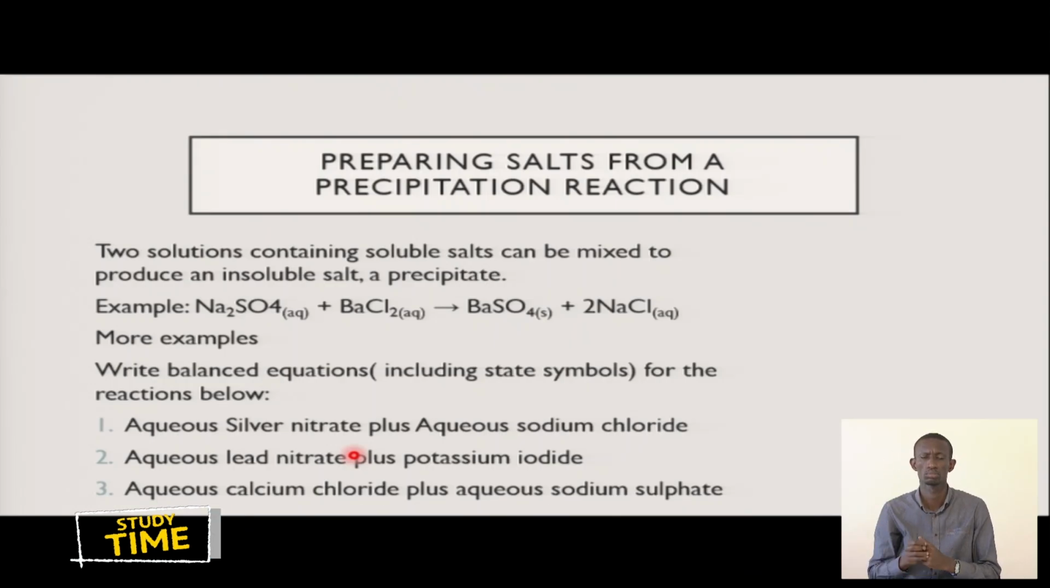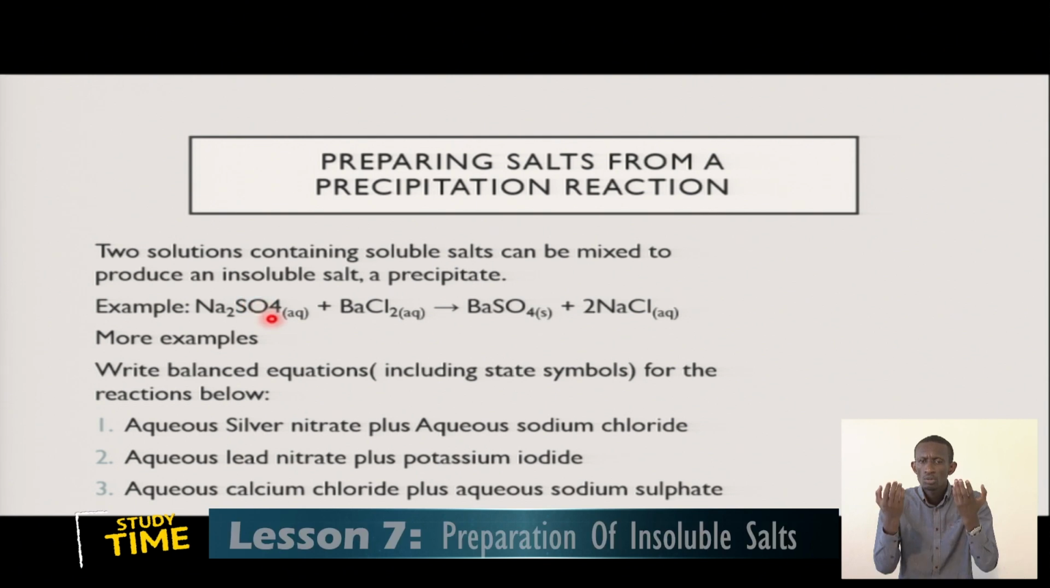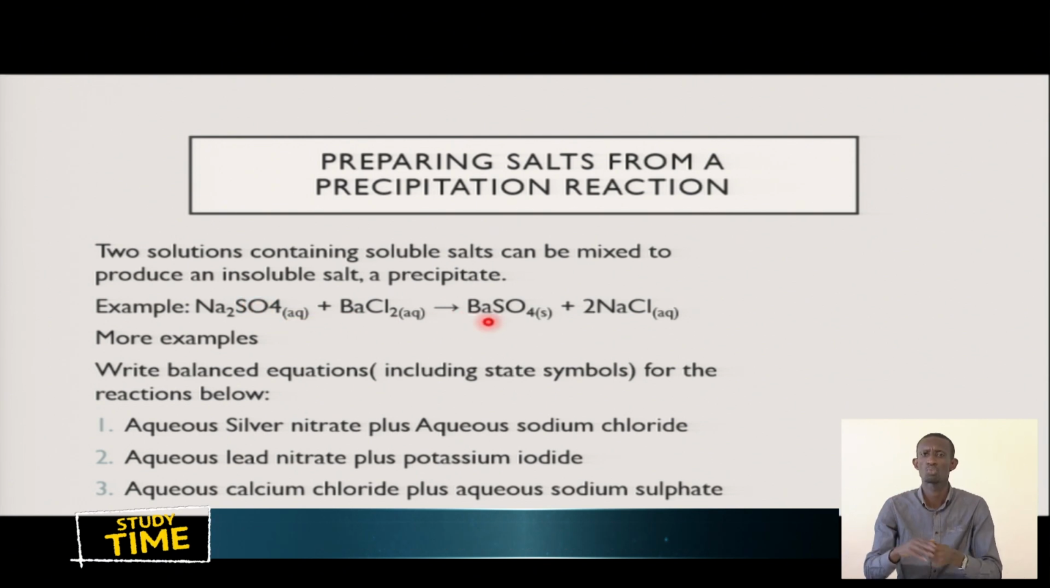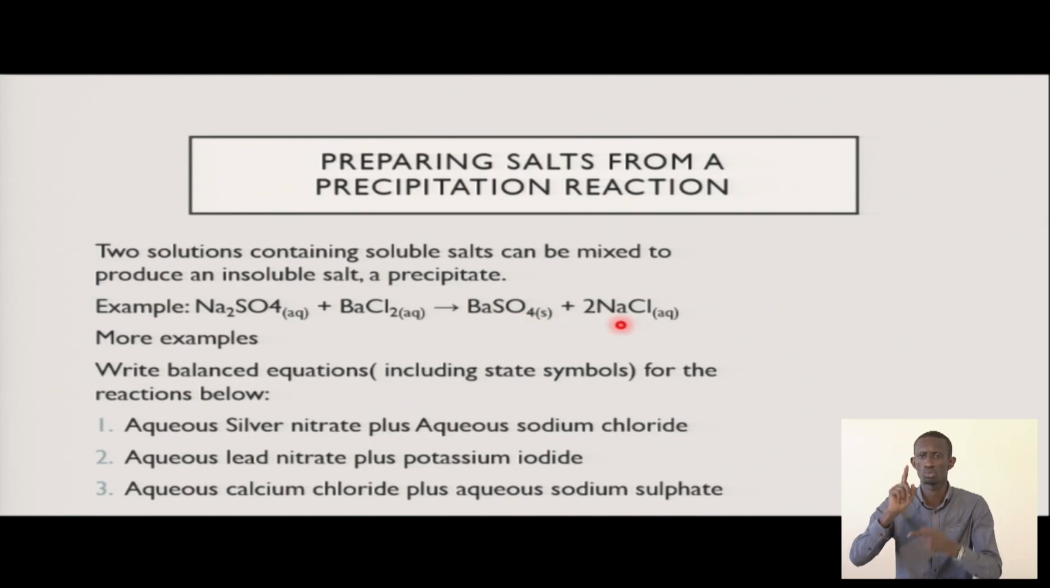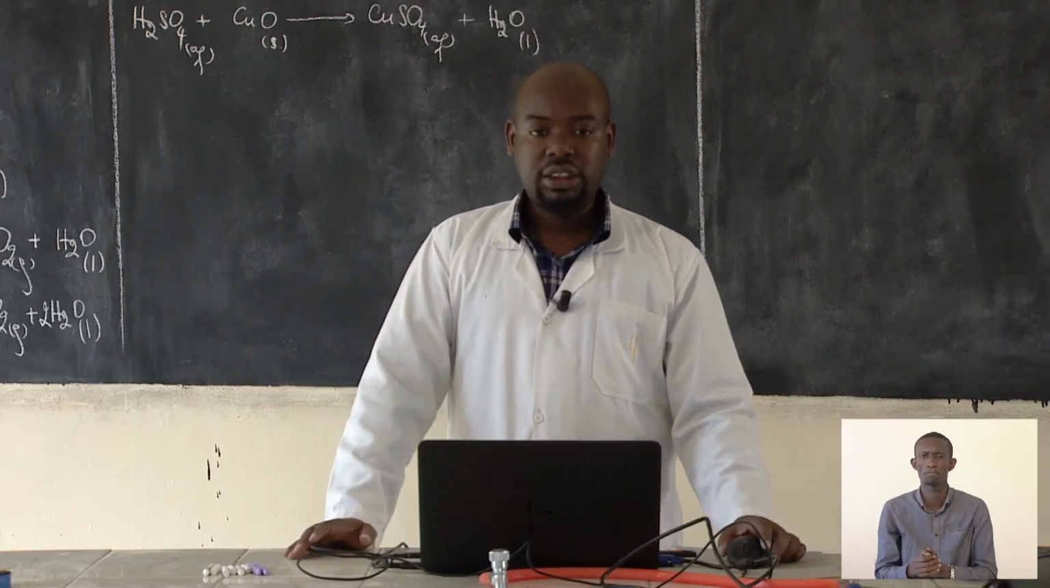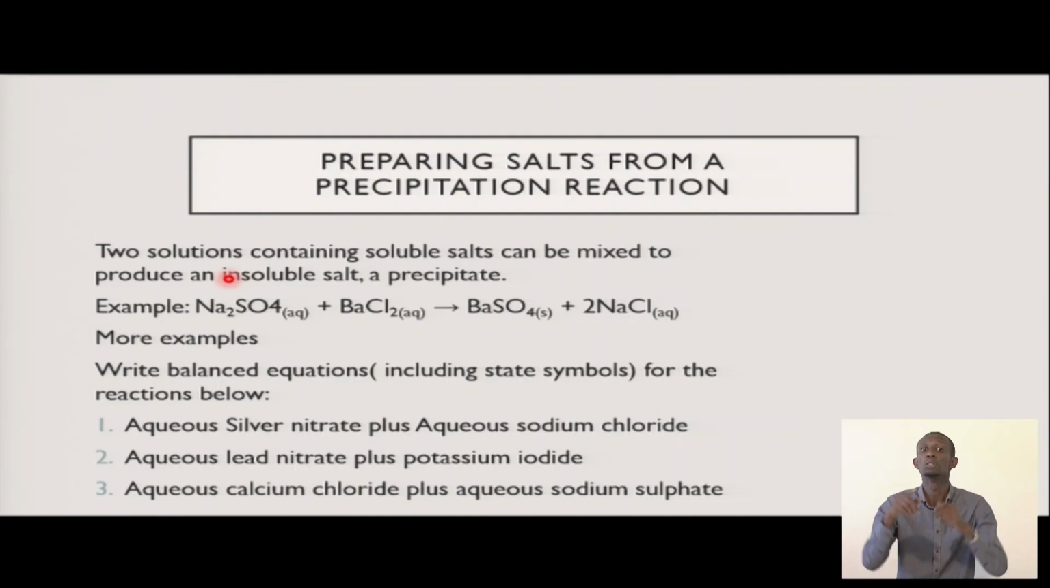In the precipitation reaction, we combine two aqueous solutions and we produce a solid. So let us have the example here. We have sodium sulfate, which is in aqueous solution, reacting with barium chloride to produce barium sulfate and sodium chloride. So when two solutions containing soluble salts are mixed, it is possible to produce an insoluble precipitate, and that will be a salt.